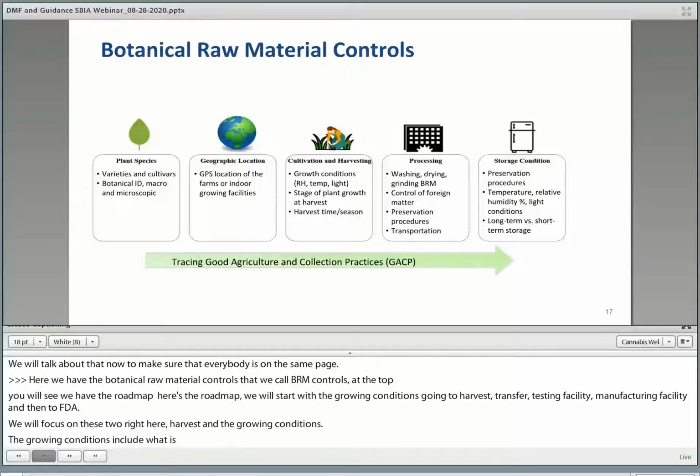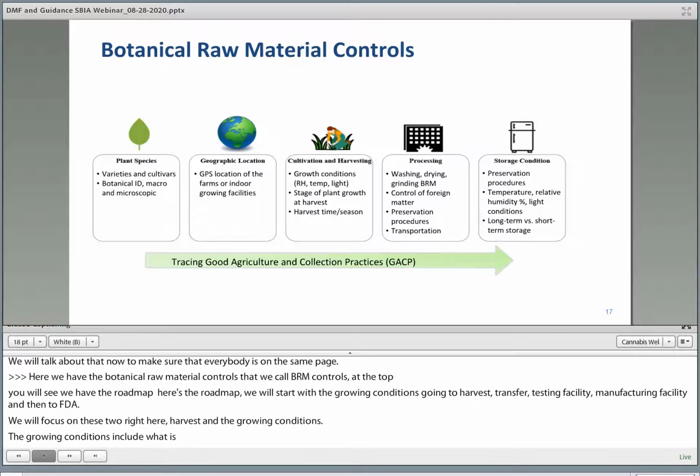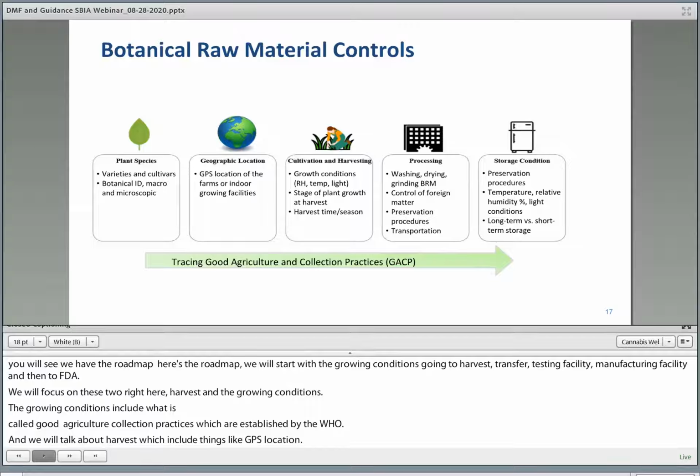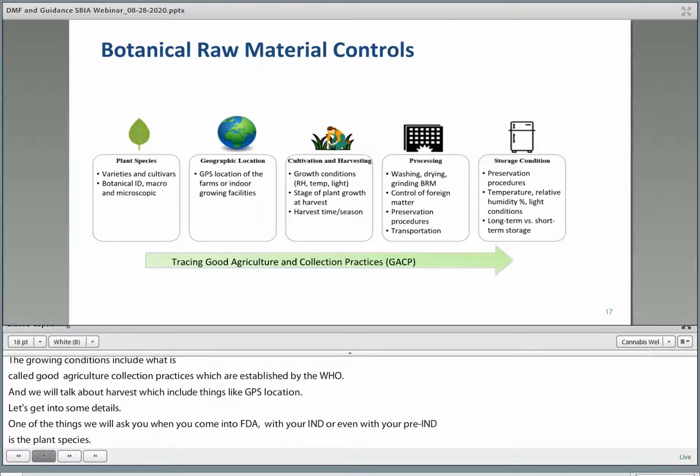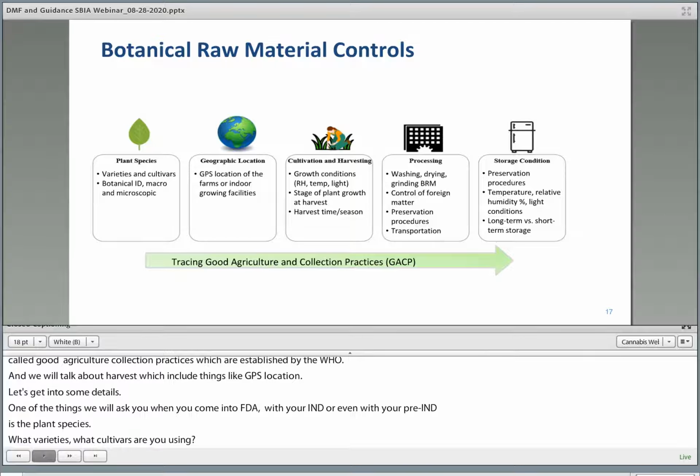One of the things that we're going to ask you when you come into FDA with your IND or even with your pre-IND is the plant species. So what varieties, what cultivars are you using? Then you'll also have to identify the botanical macroscopically and microscopically. You're going to have to tell us the GPS location of the farms or the indoor growing facilities, even if you personally are not growing the cannabis and maybe you're buying it from a vendor or from a producer, you need to let us know where that cannabis is being grown.